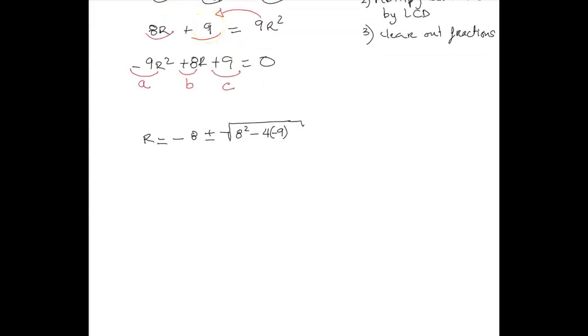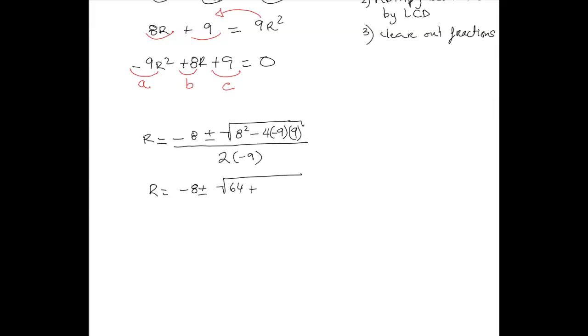Let me go up just a little. Positive 9. Okay? And everything over 2 times A, 2 times negative 9. Okay? So now we need to simplify all that. R equal to negative 8 plus minus square root of 8 squared, 64. Then here I have two negatives, so I know it's going to be positive, right? Because I'm going to multiply all of that. So let me just put the positive already because you have a double negative. And it's going to be 4 times 81.